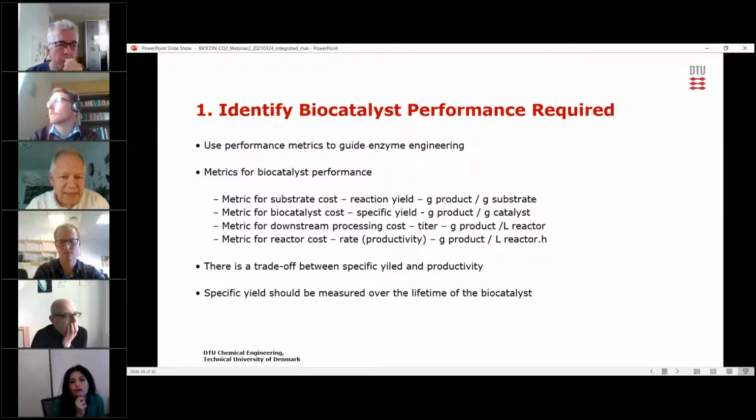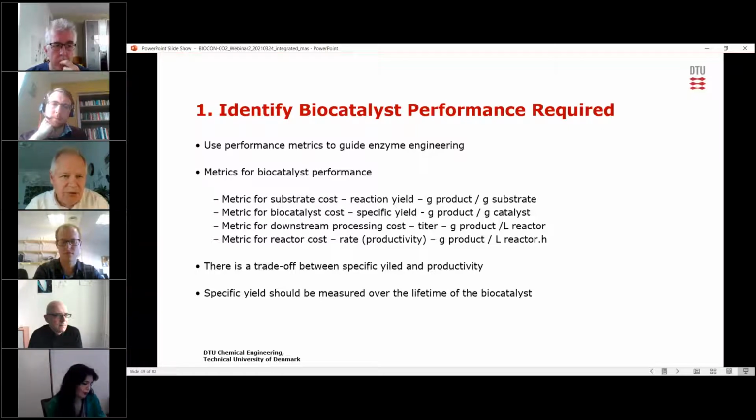These metrics for biocatalyst performance, there are four of them for an enzyme-based process. So a metric for substrate cost is reaction yield, grams of product per gram of substrate, or maybe mole of product per mole of substrate if you prefer. I think everybody knows about that, but what people don't always know about is the biocatalyst cost. And here the specific yield is what we're using to measure that. So how many grams of product I get per gram of catalyst.